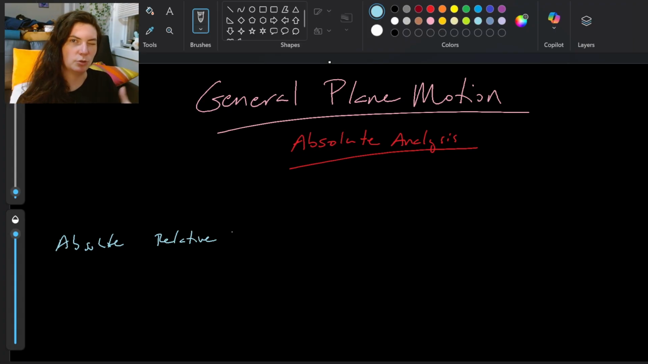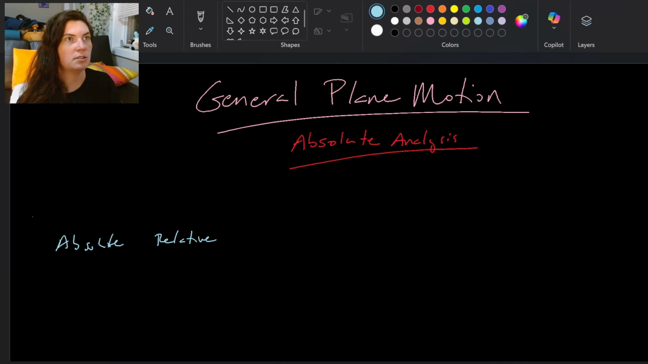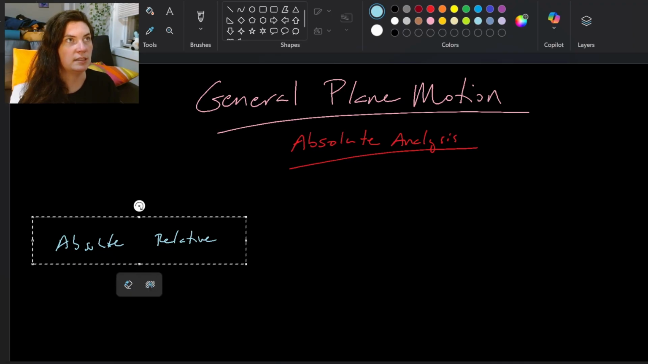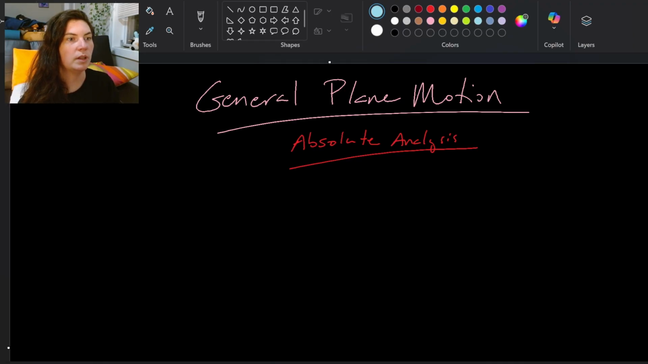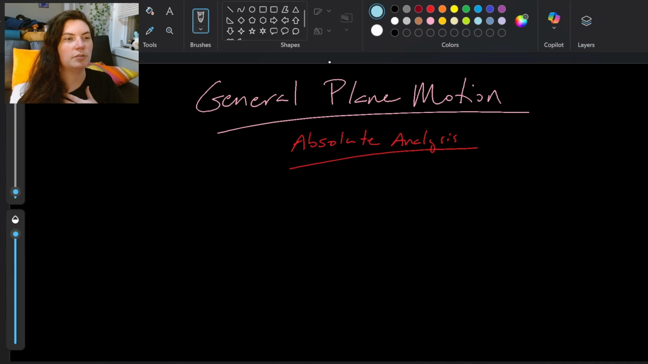And relative motion has a lot more to it. It has a lot bigger breadth. It'll let you do a lot more. But we'll talk about this absolute motion analysis just so you can see it in case it ever comes up for you in the future. So with absolute motion analysis, really what we're doing is using it for some thin slab that is translating and rotating in the plane.